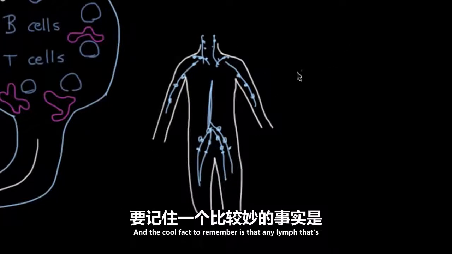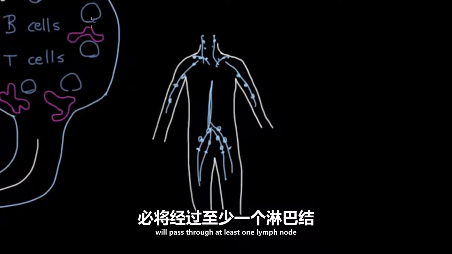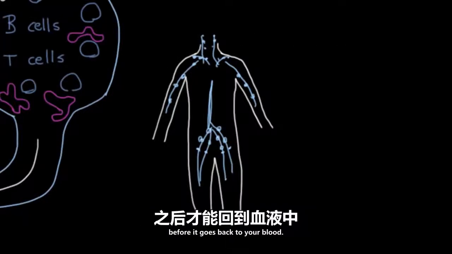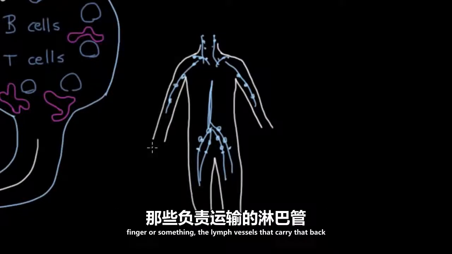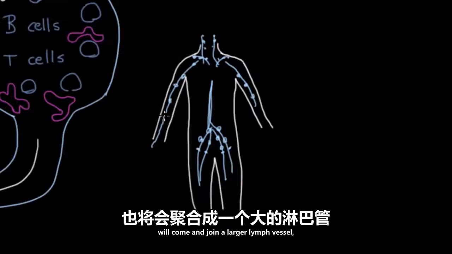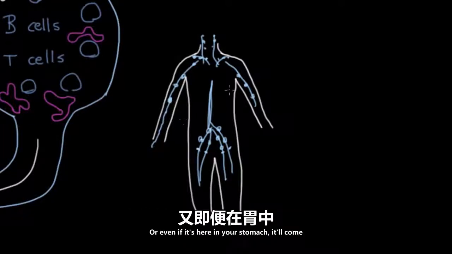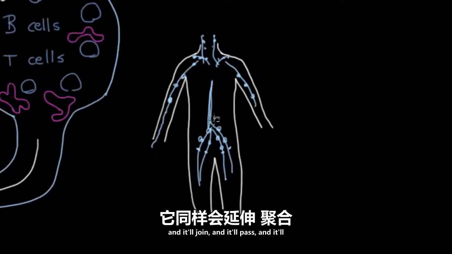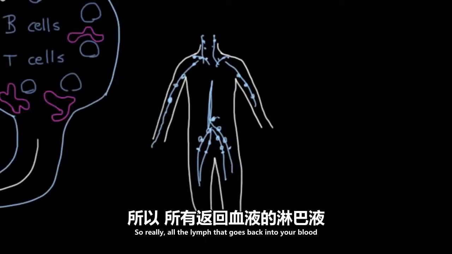And the cool fact to remember is that any lymph that's coming out of any tissue in your body will pass through at least one lymph node before it goes back to your blood. So even if it's out in your little pinky finger or something, the lymph vessels that carry that back will come and join a larger lymph vessel which will pass through a lymph node. Or even if it's here in your stomach, it'll join a larger one and pass through a lymph node. So really all the lymph that goes back into your blood is filtered.